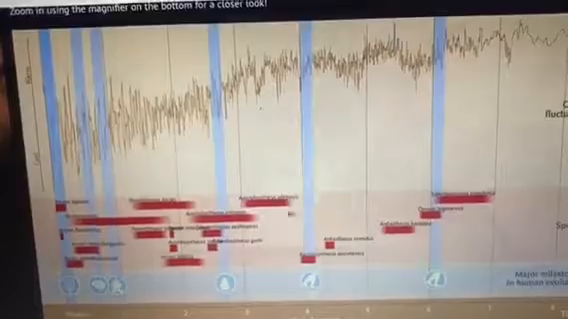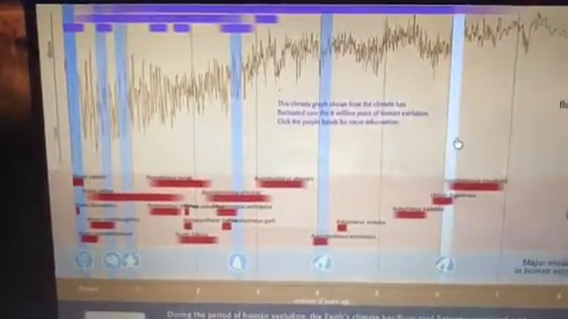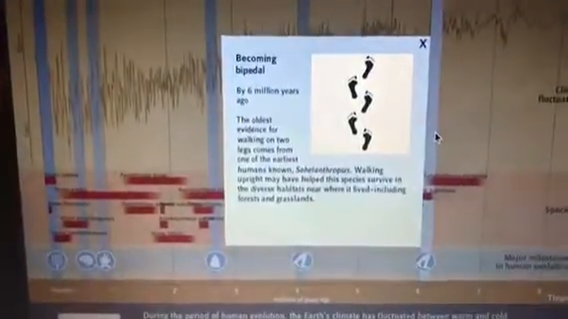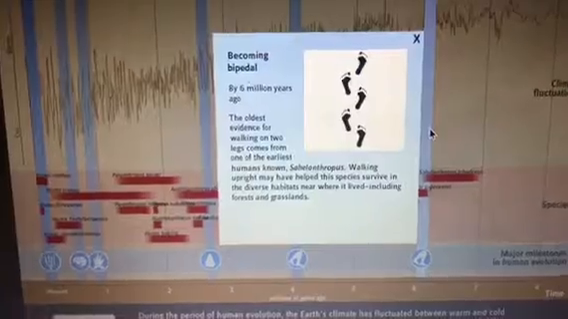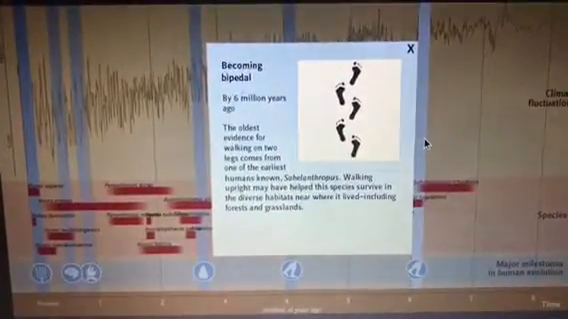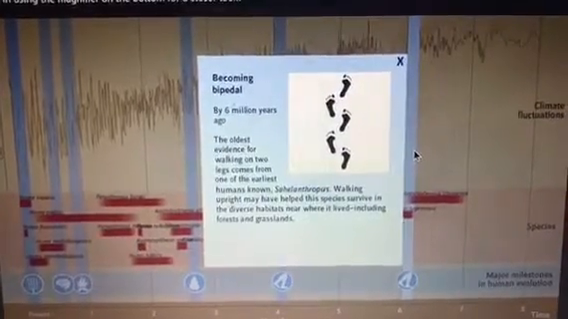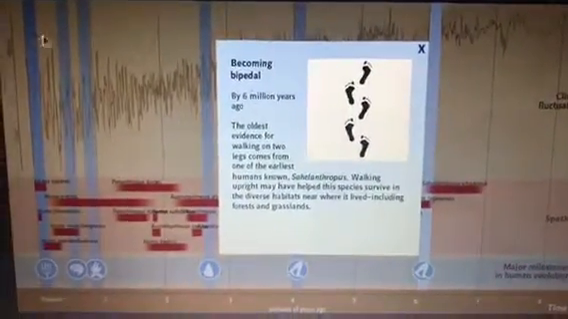I also wanted to highlight this interactive tool from the Smithsonian. I found this to be pretty interesting because it talks about the different climates over time and some of the monumental marks in species evolution. Starting all the way over here, this is about 6 million years ago. It's the oldest evidence for walking on two legs from one of the earliest humans. This could have helped the species survive in diverse habitats, including forests and grasslands.